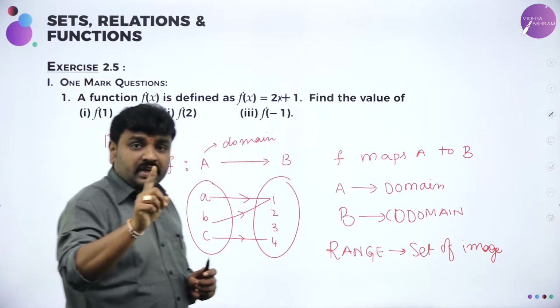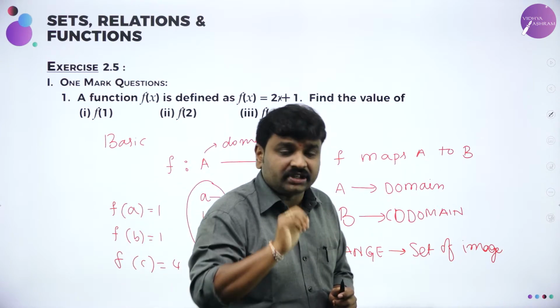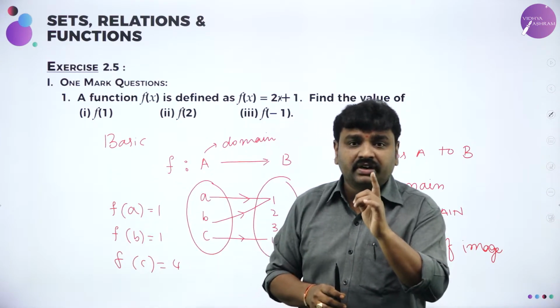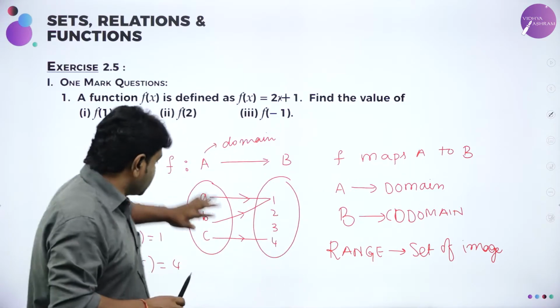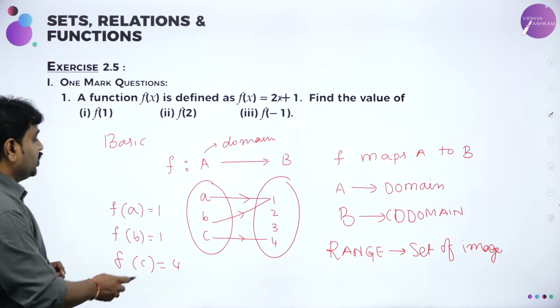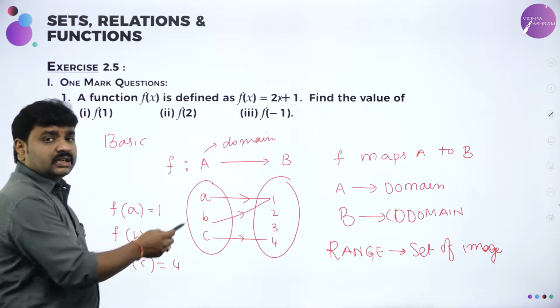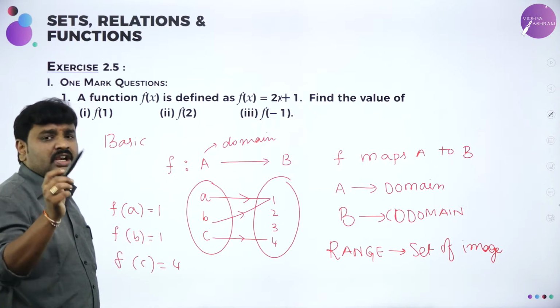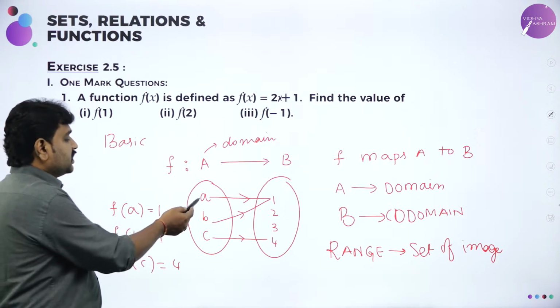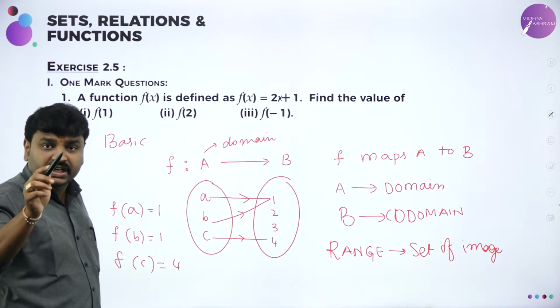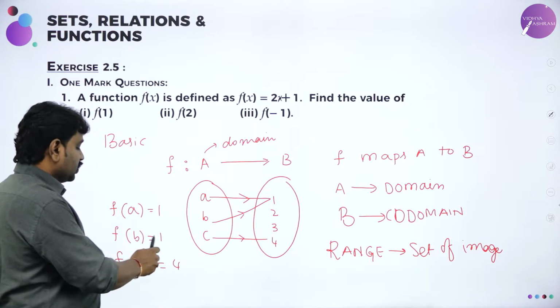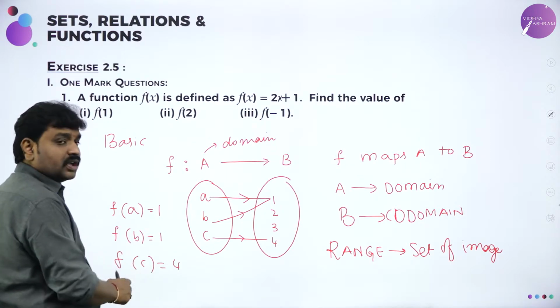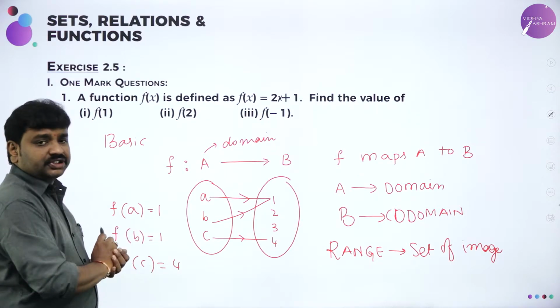Strictly, every element in domain should contain image. If any one element does not have image, then it is not called as function. Now this is function because three elements we have in domain. Domain means first set. My dear students, in domain how many elements we have? 3 elements, A, B, C. All three should have image. So what is image of A? 1. Image of B? 1. Image of C? 4. 3 elements has image.